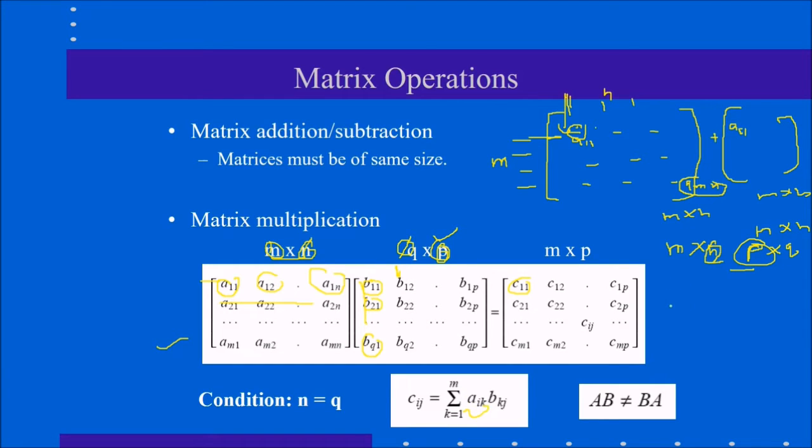And please understand that if this is matrix A and this is matrix B, then A multiplied by B is not equal to B multiplied by A. In certain cases they will be equal, but this is not the general case. Generally A into B does not mean B into A.